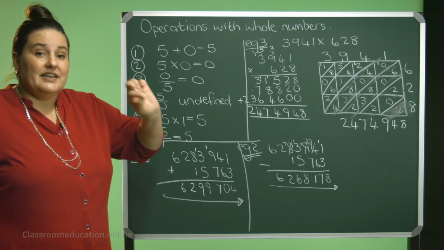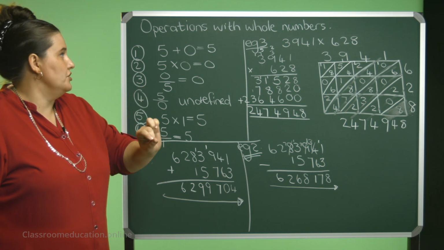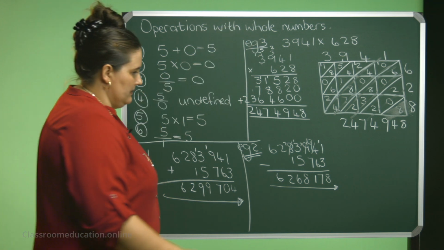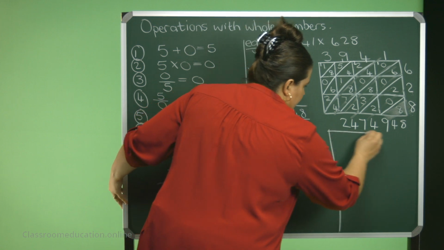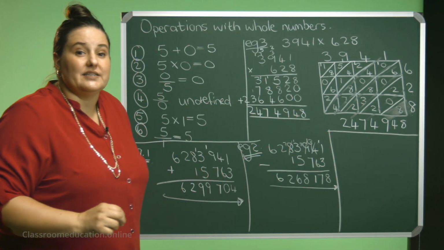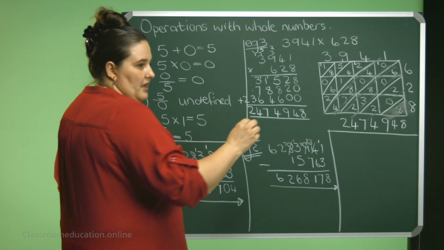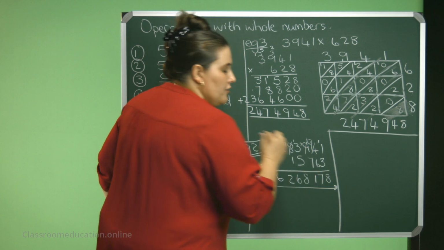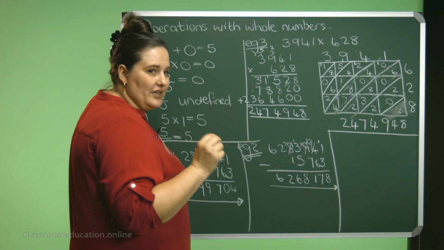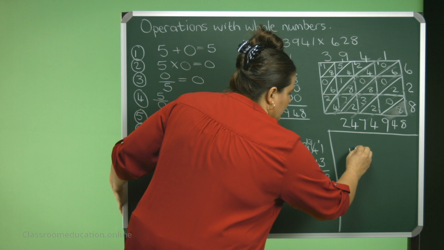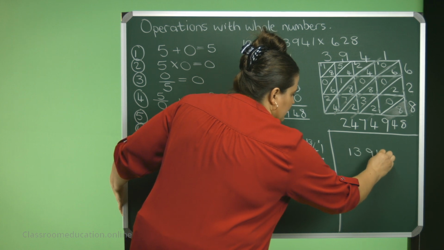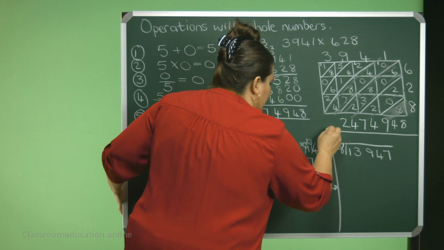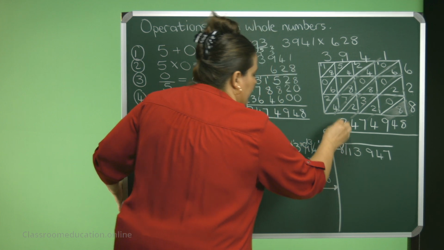Okay. The last operation that we are going to do with whole numbers, and the last example, will be division. So let's have a look at example number 4. I'm going to divide, and I'm going to write it already in the way that you know. 13,947 divided by 28. This is example 4.